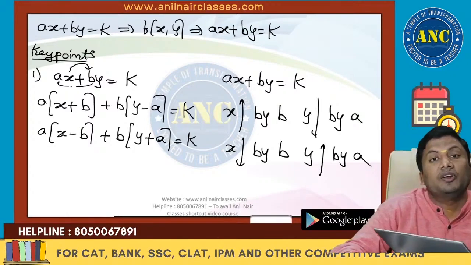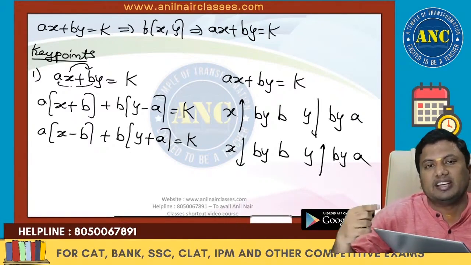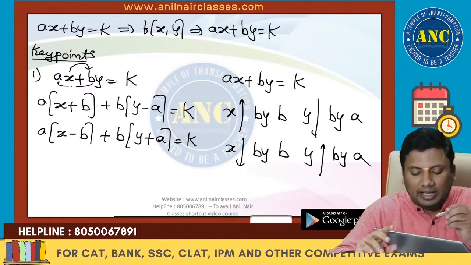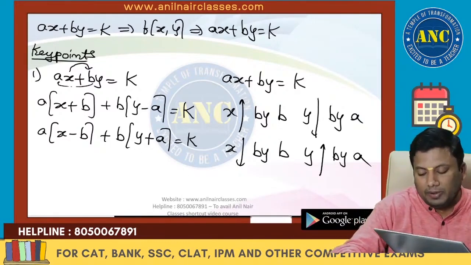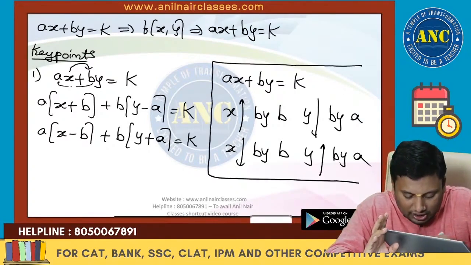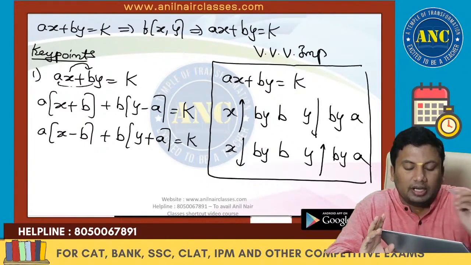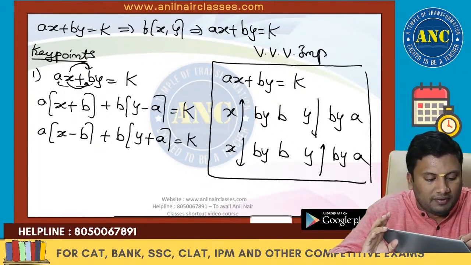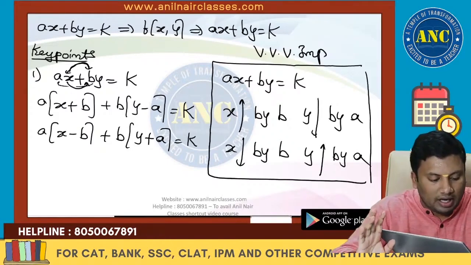X and y are inversely related to each other, not inversely proportional. Proportion means if x is double, y will become half; if x is 3 times, y will become 1 by 3. But here they have different coefficients. If x increases by b, y will decrease by a. If x decreases by b, y will increase by a. This is an extremely important point. Very, very important point. X and y are inversely related to each other. Key point 1, I hope it is clear.